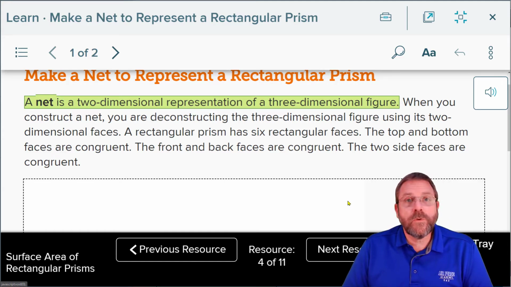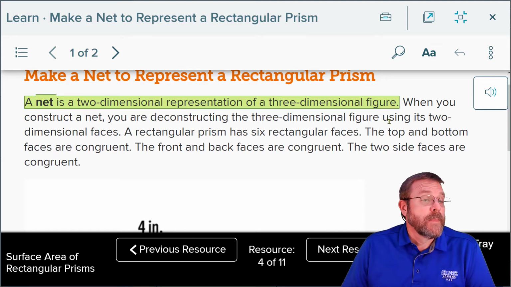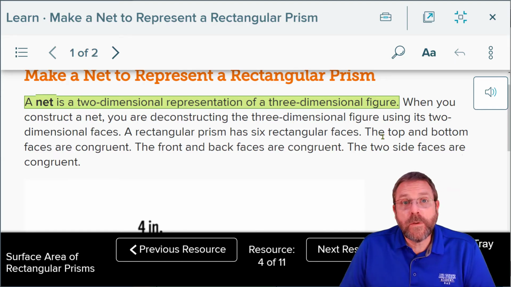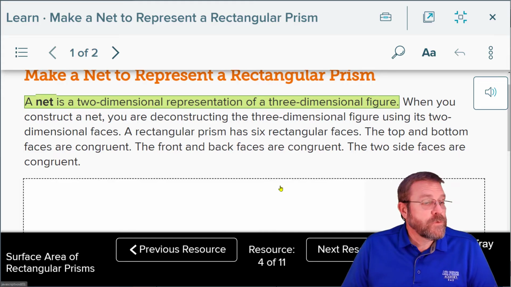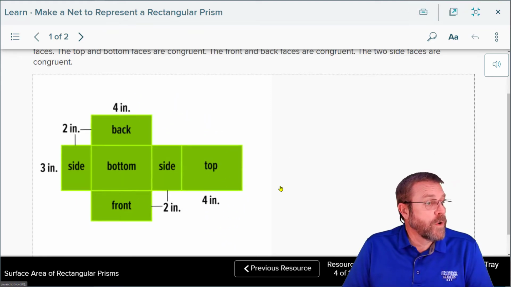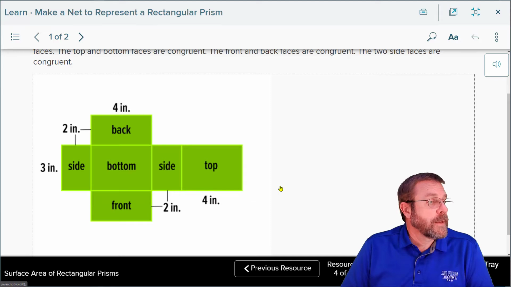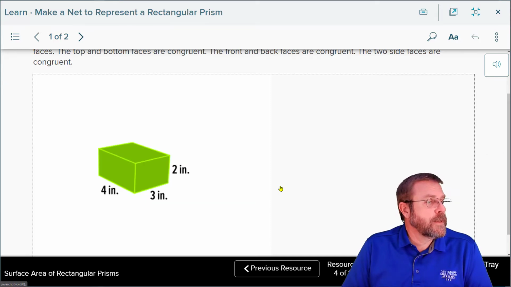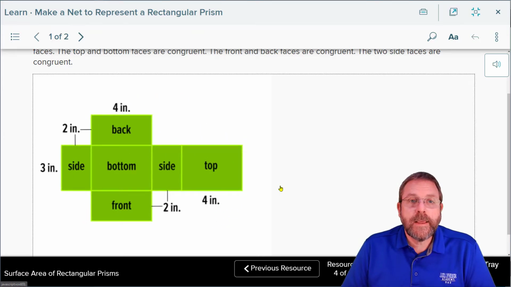A rectangular prism is going to have 6 rectangular faces. The top and bottom faces are going to be congruent, the front and back faces are going to be congruent, and the two sides are going to be congruent. And you can see right here how they unfolded that rectangular prism in order to get the net. Give it a second, it's going to do it again. Here we go. It's going to unfold itself. And now, boom, there you have a net of the rectangular prism that is given.